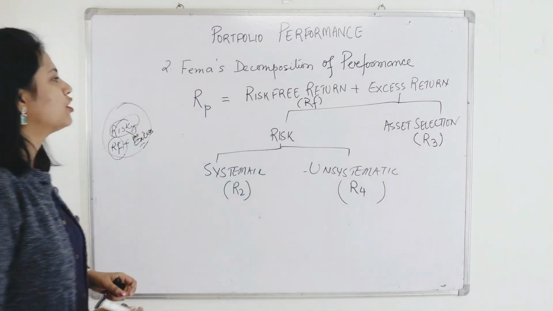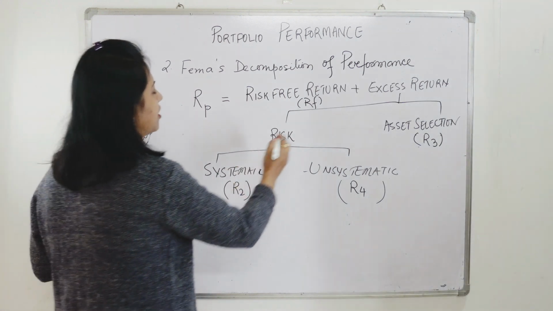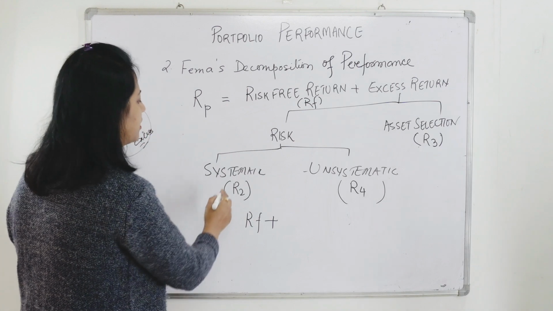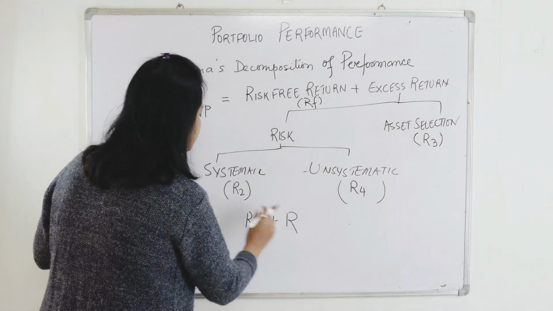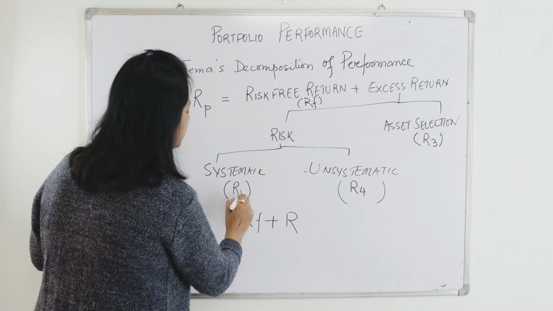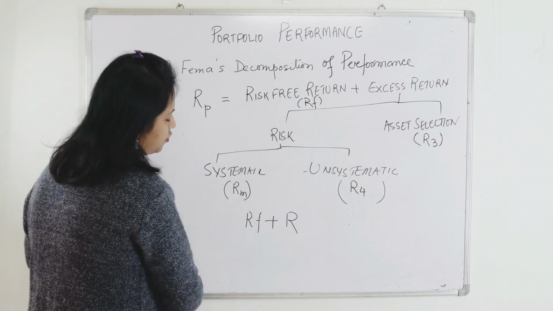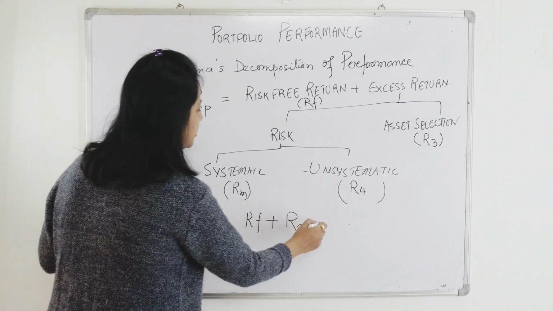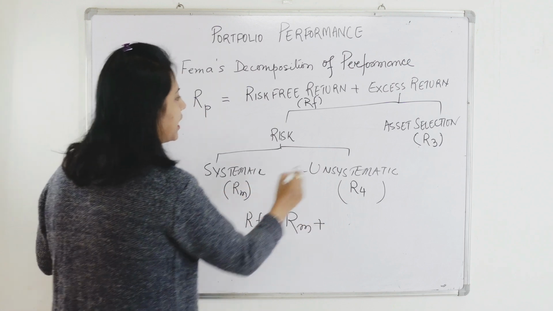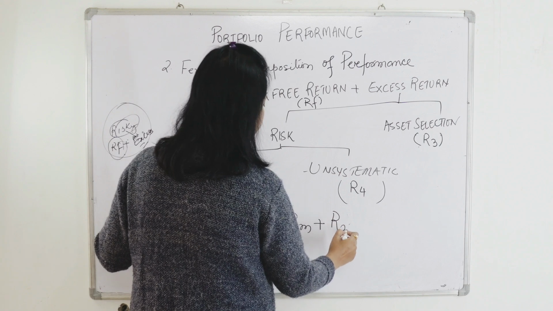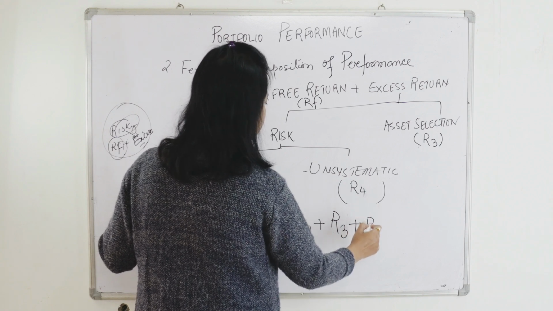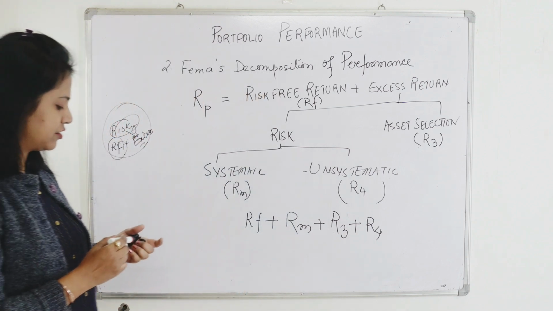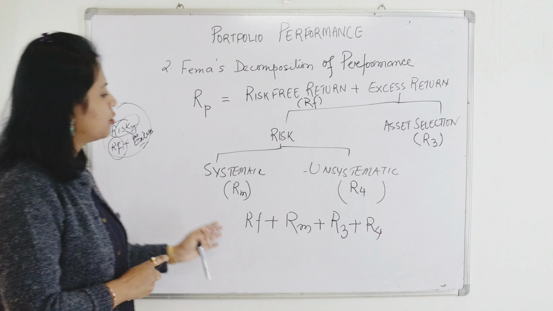So friends, we have so many components of total returns. First is the risk-free return, RF. Then we have the systematic risk of the market. Let's call it RN, because in our previous lectures we have always used the notation RN. So this is risk-free return plus what the market return is generating, because you have taken some systematic risk. Let's call the asset selection R3 and the unsystematic risk R4. You may call them R1 and R2 also, but since I have already written, let's keep R3 and R4. So we have this decomposition.